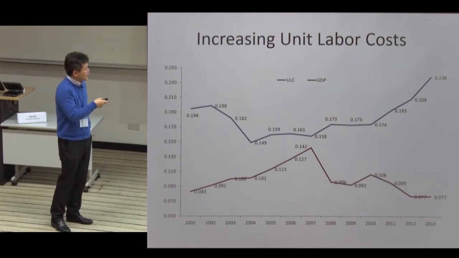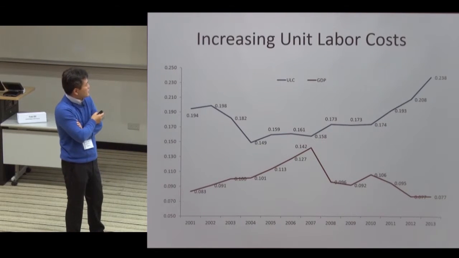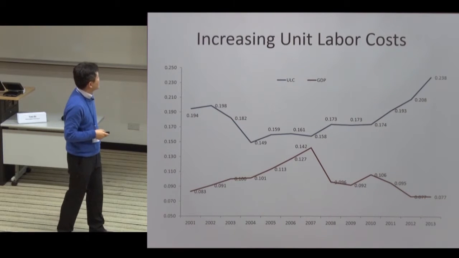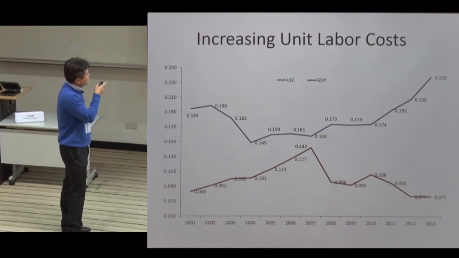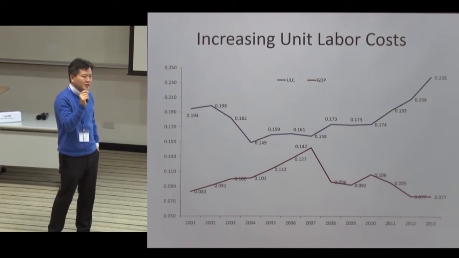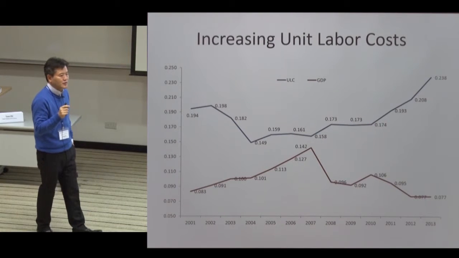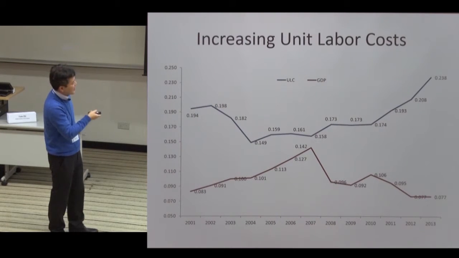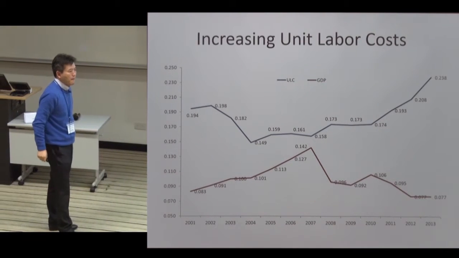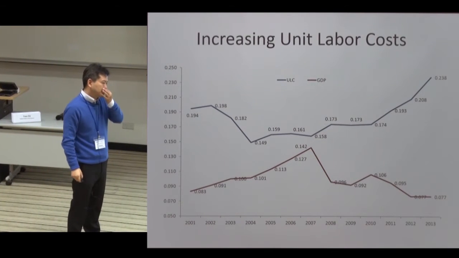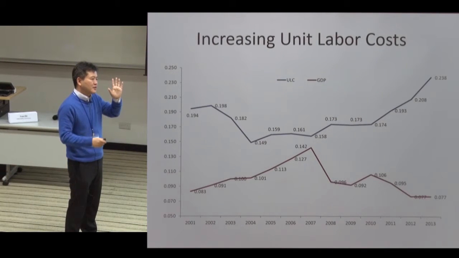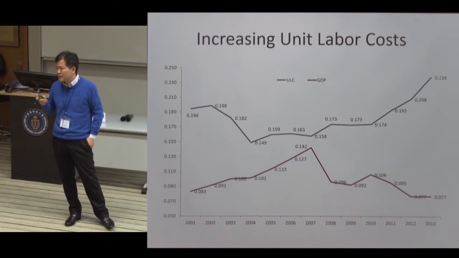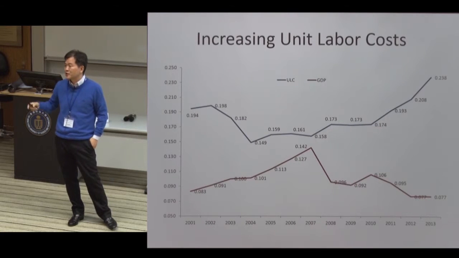The unit labor cost is the labor cost divided by the labor productivity. The upper line is the unit labor cost, and the other line is the economic growth rate. Labor productivity is value added divided by the number of employment in the manufacturing sector.